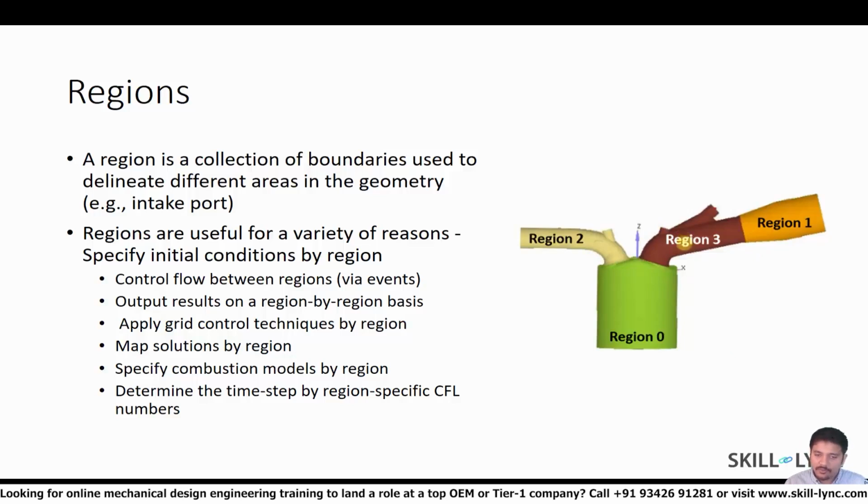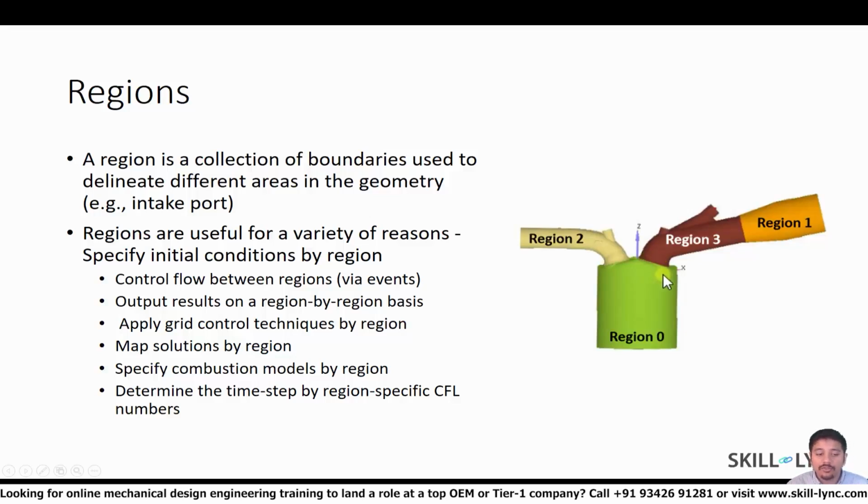Well, regions are useful because you can actually control the flow between regions. So for example, when the intake valve is closed, there should not be any flow between region 0 and region 3, correct? This can be done by something called events. When we were setting up the shock tube problem, I talked about events briefly. With events, you can actually stop the flow occurring between 2 regions. And it's very useful in cases like internal combustion engines.